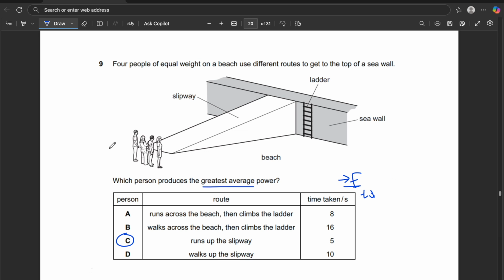So the reason why the route taken isn't important is that at the end of the day you will reach a certain point, right? This is the certain point that you will reach. So after all, you will gain some amount of GPE, and this is the work done. It will have to be the same amount of gravitational potential energy. So yeah, it also says equal weight.